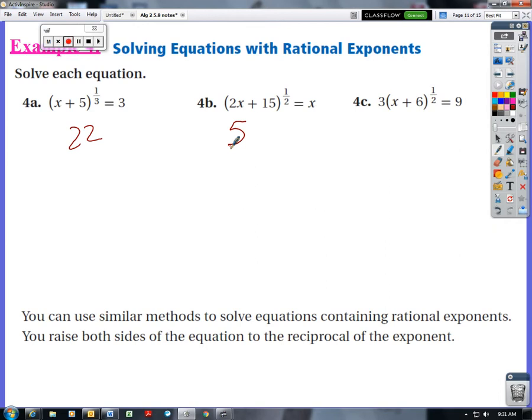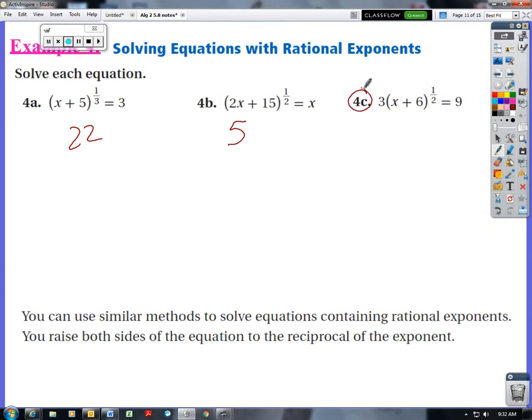Yeah, 4A, when you solved that, you only ended up with one answer, so you didn't have any extraneous ones. 4B, when you worked that, you should have gotten 5 and -3, but -3 doesn't work. So 5 is the remaining answer. And then I'll do 4C, just for fun.